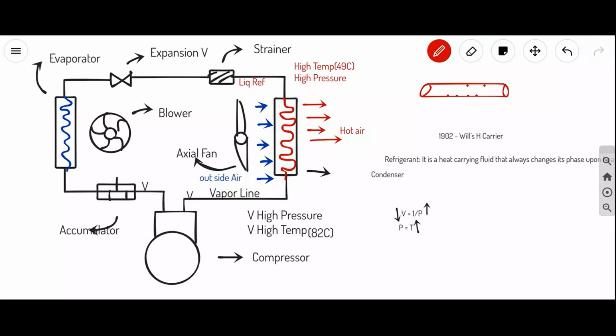Now this liquid refrigerant will enter into the expansion valve. Expansion valve works exactly opposite to the compressor. What is the compressor doing? Compressor is compressing the refrigerant from high volume to low volume. Here it is expanding from low volume to high volume. Sudden expansion. Okay, there is a sudden expansion.